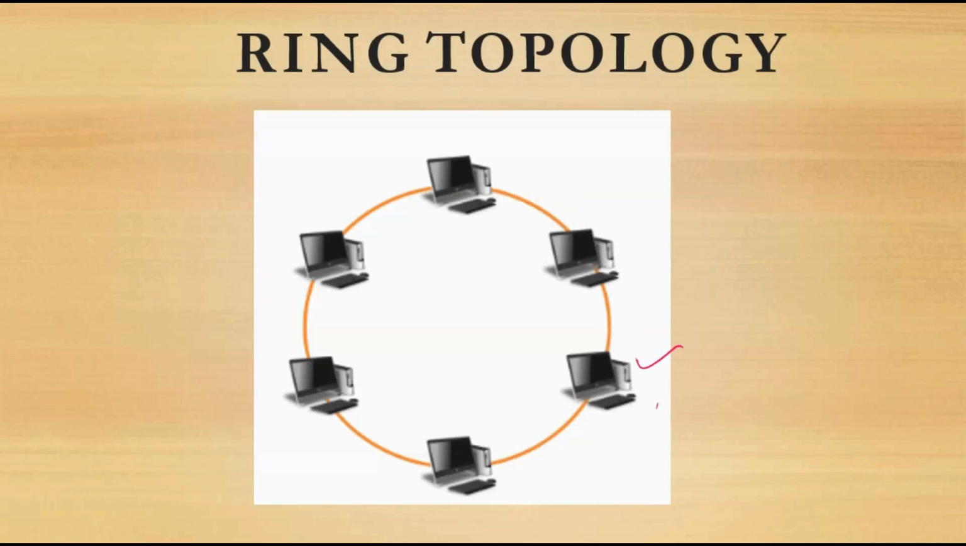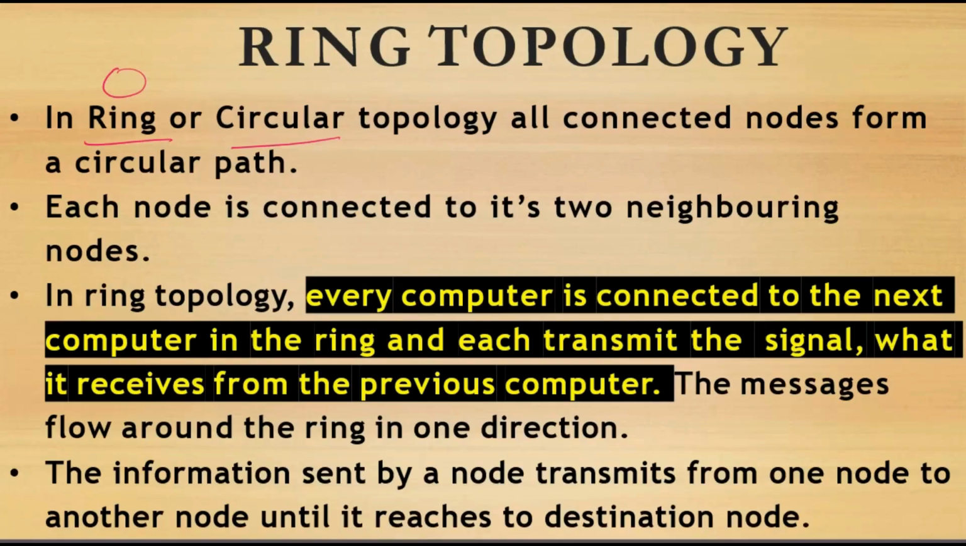So this computer A has neighboring nodes, B and C, and likewise it goes on for all the other computer nodes. In ring topology, every computer is connected to the next computer in the ring, and each transmits the signal it receives from the previous computer. Messages are sent line by line from one computer to another. The messages flow around the link in one direction.